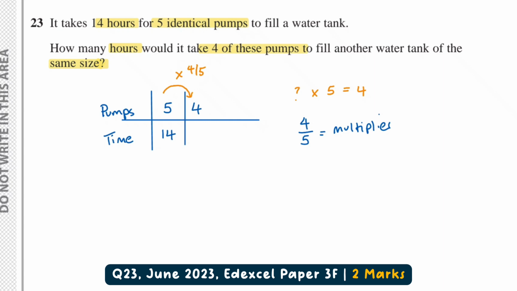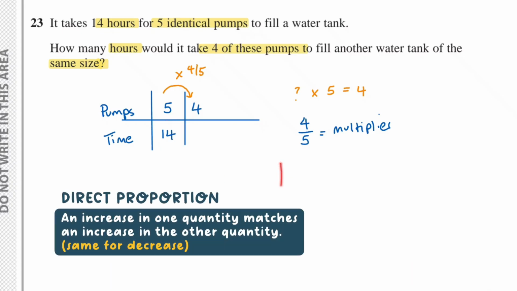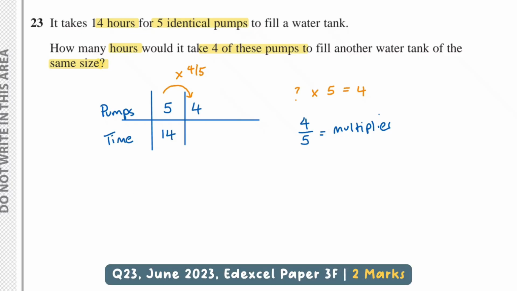Now, if this was a direct proportion question, I would also multiply 14 by 4/5. A direct proportion means that if one quantity is going up, the other one's going up as well, and if one quantity is going down, the other is going down, and both of them are changing by the same factor. So in direct proportion, if I multiply this quantity by 4/5, I would also have to multiply my 14 by 4/5. But because this is indirect or inverse proportion, we will do the opposite. So instead of multiplying by 4/5, what I'm actually going to do is divide by 4/5.